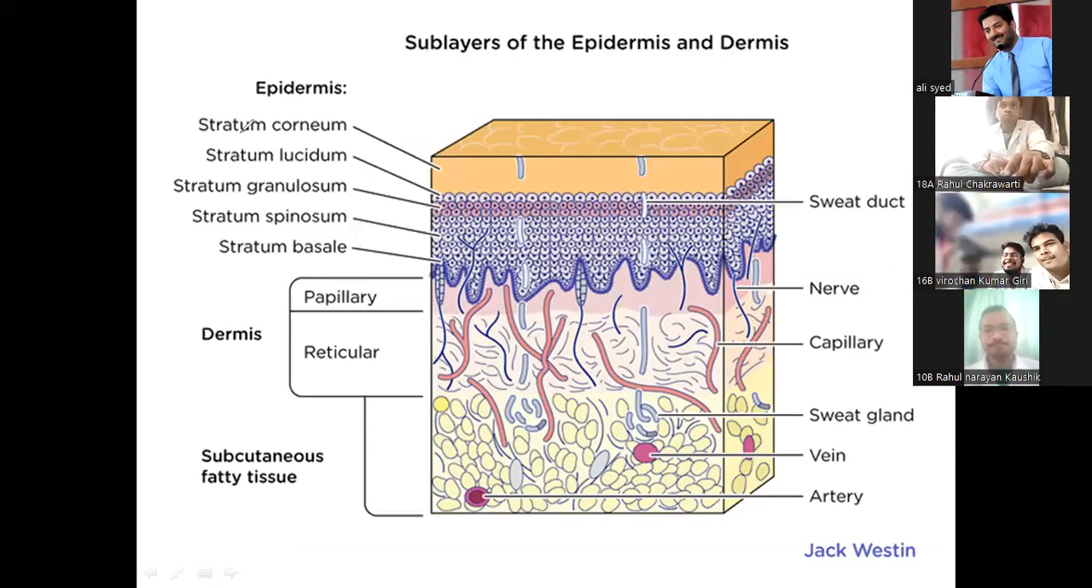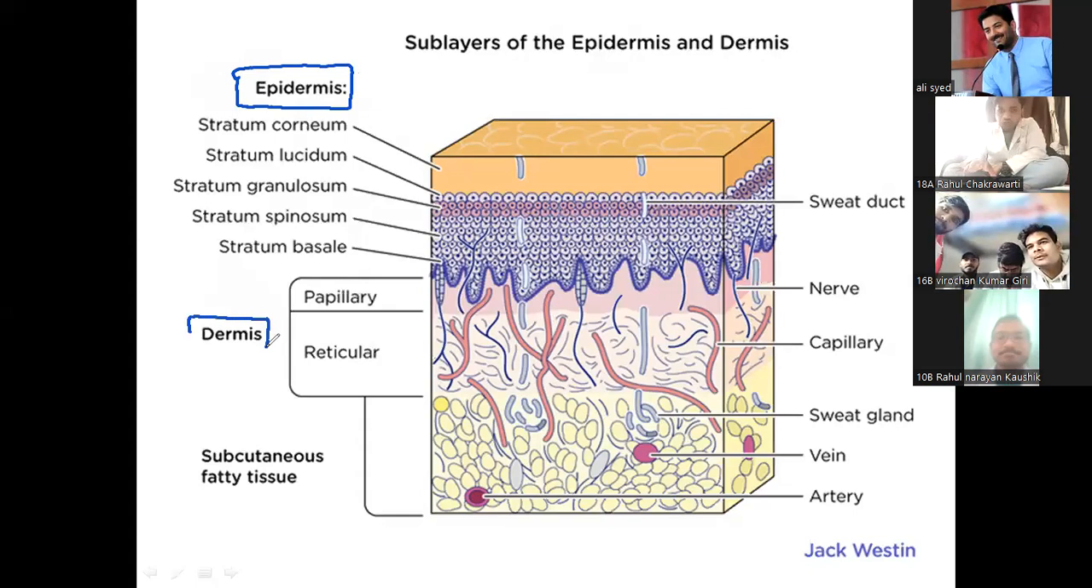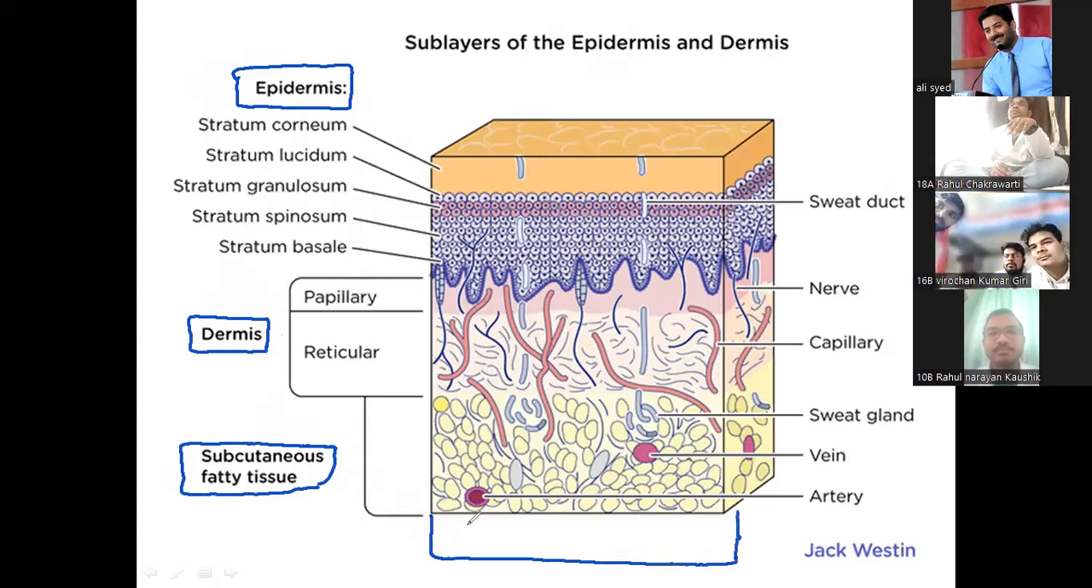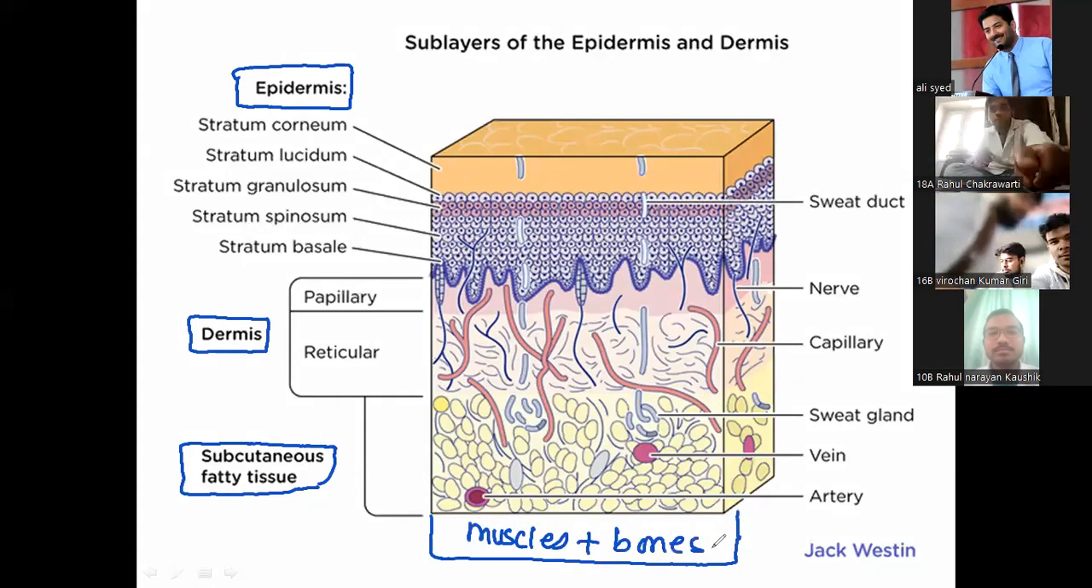So see here, everyone. Whenever we are studying the skin, we divide it into layers. The most outer layer of the skin is known as the epidermis. The second layer of the skin is known as the dermis. The third layer of the skin, which consists of subcutaneous fat, is the third layer. Under the subcutaneous fat you have the muscles, and along with the muscles you also have the bones. Okay. So you have to understand these layers of the skin.